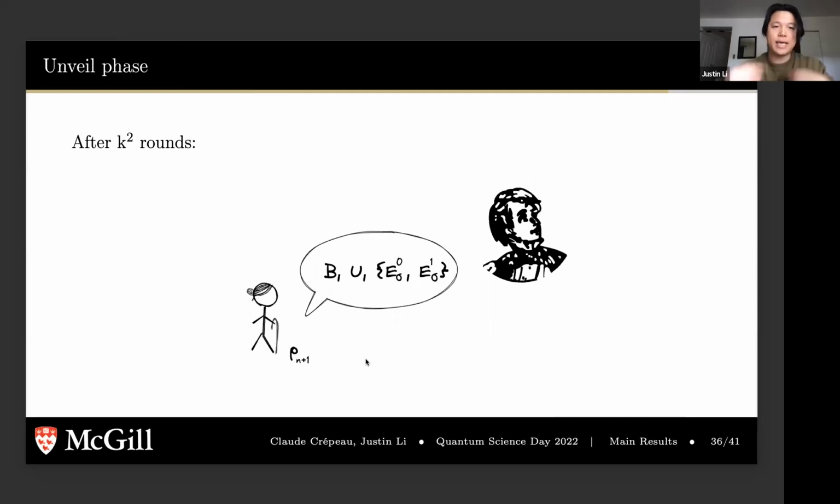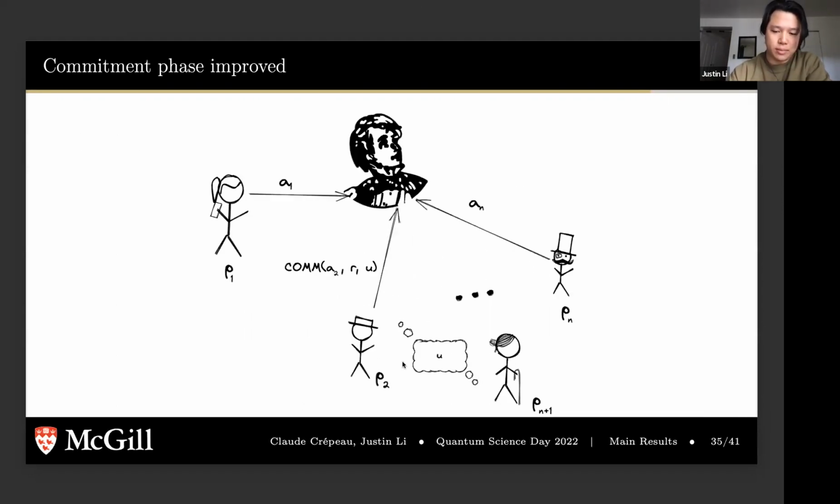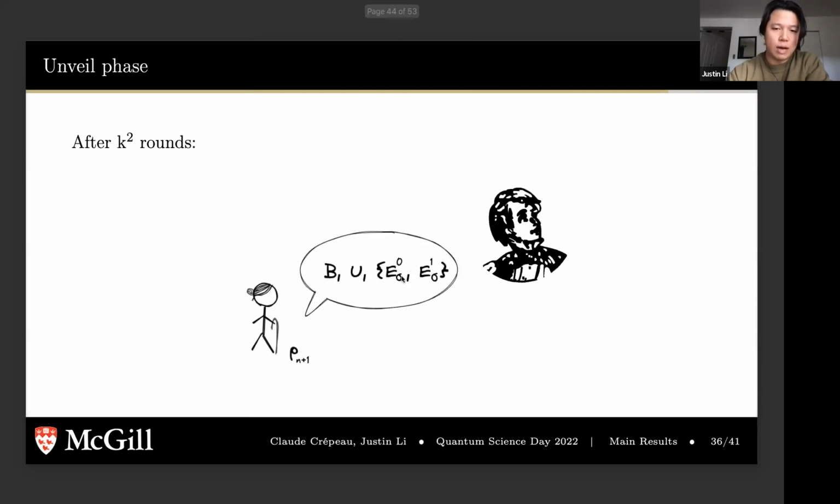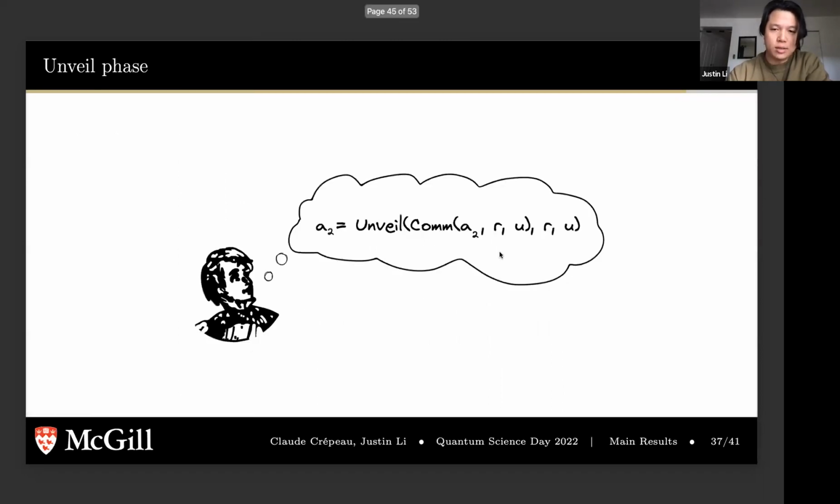And after K-square rounds, when we need to actually unveil everything, we let the additional player unveil everything. So the matrix of bit values that he wants to commit, the shared string that he had with the designated player, and also how we partition the exclusion sets. And with that additional information, which is the shared matrix, the verifier can actually compute or unveil all the answers that the designated player was hiding.